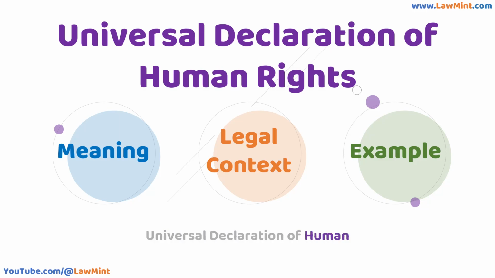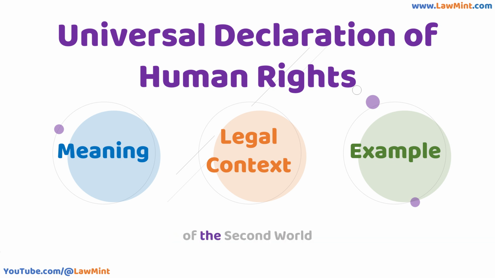Universal Declaration of Human Rights. The Universal Declaration of Human Rights is a landmark international document adopted by the United Nations General Assembly in December of 1948, commonly abbreviated as the UDHR and often called the Foundational Charter of Modern International Human Rights. It outlines fundamental rights and freedoms guaranteed to all human beings globally. What makes this document so historically and legally significant?